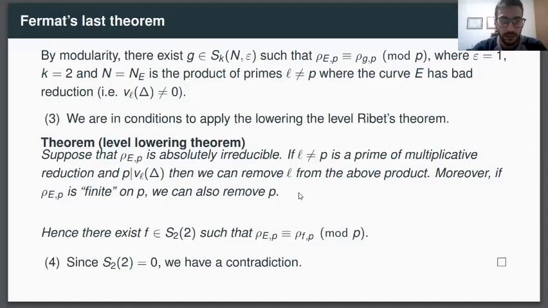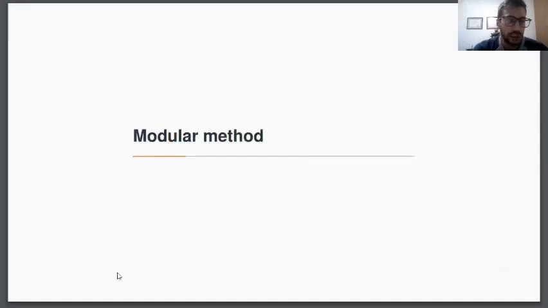And finally, we have a contradiction. Remember that we started by supposing that we had a solution, so we need a contradiction. And in this case, it follows directly from the fact that there are no newforms of weight 2 and level 2.